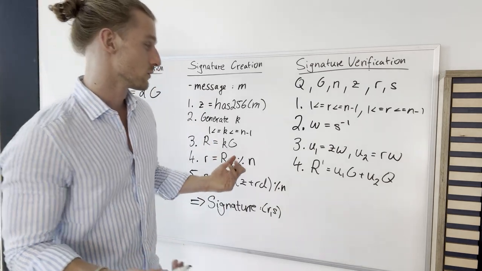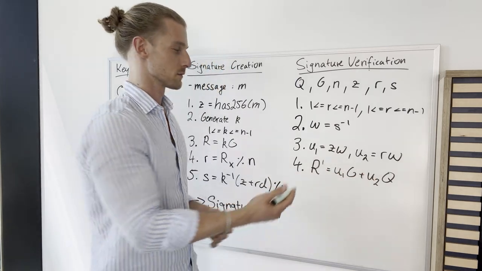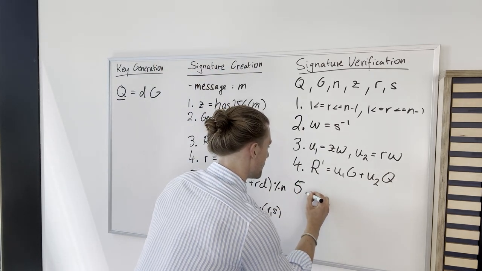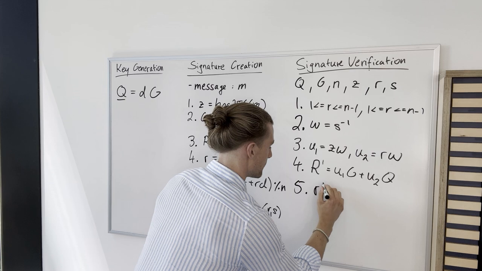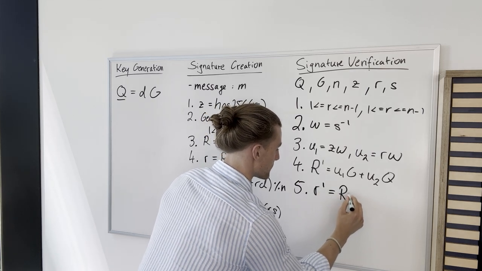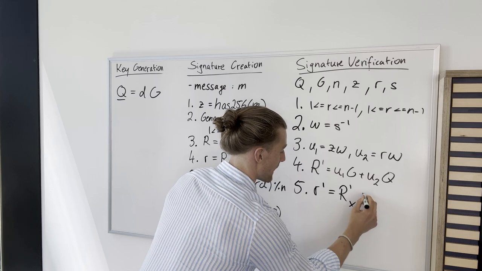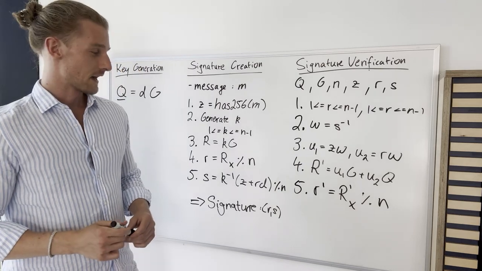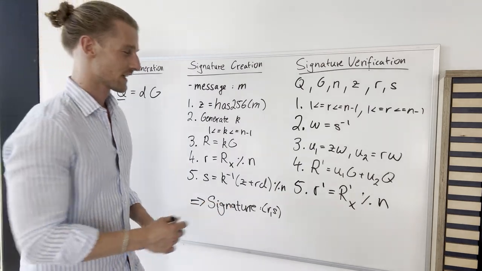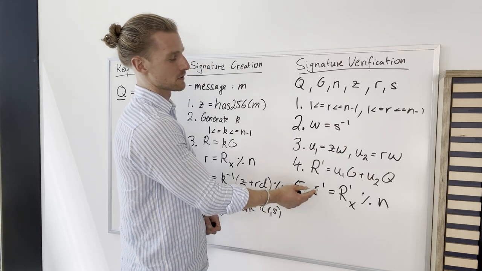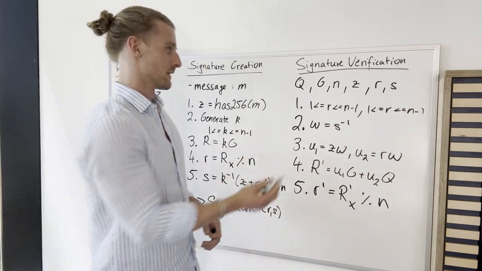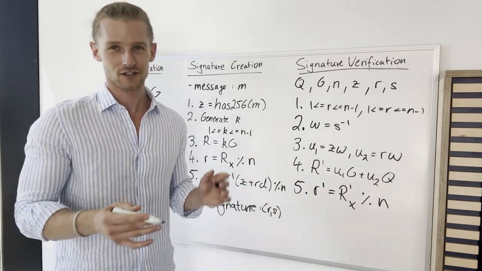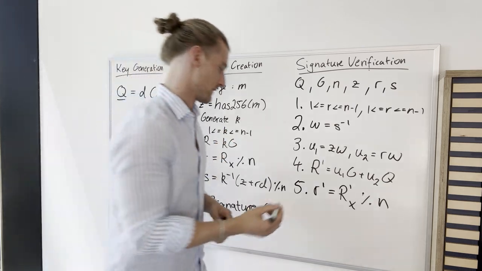And then basically, once we compute that, which is easy because we've got all of the variables available, we get what we will call small r apostrophe, which once again is just the x coordinate of this new R modulus n. In the final step, we check that this newly computed small r is equal to the R that we got in the signature. If this is the case, then this is a valid signature, and I'll explain why this is true in a second.